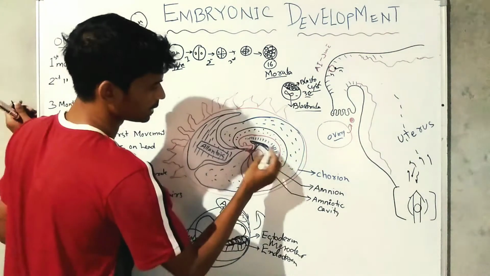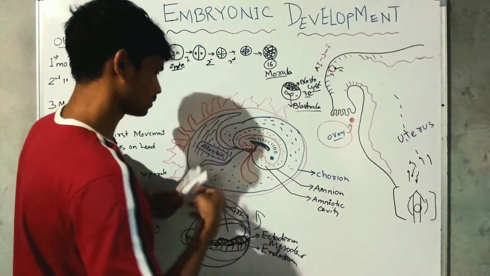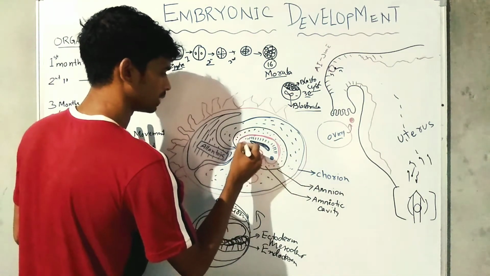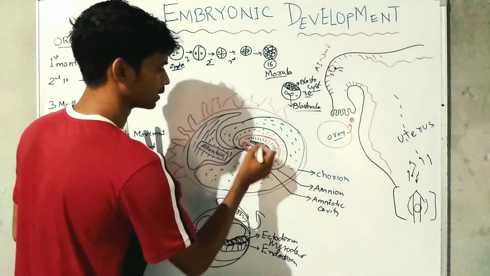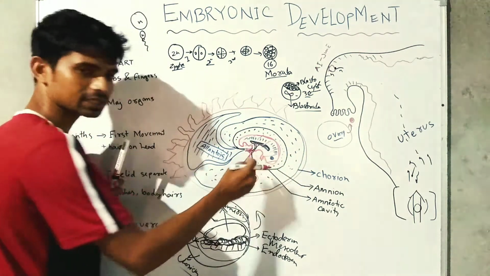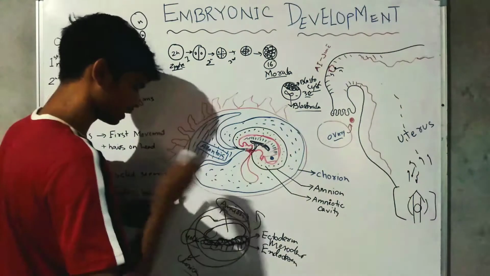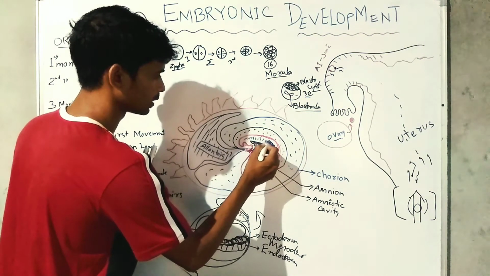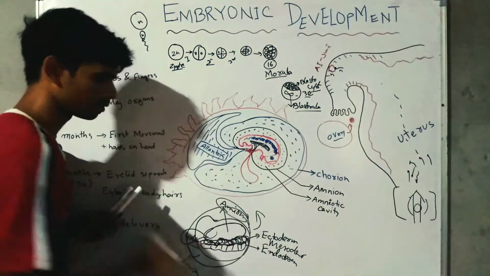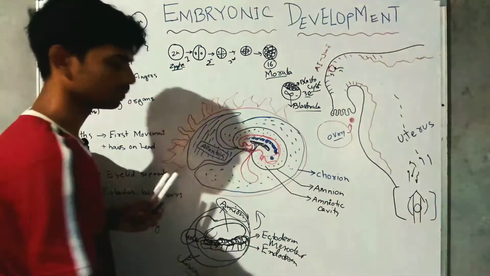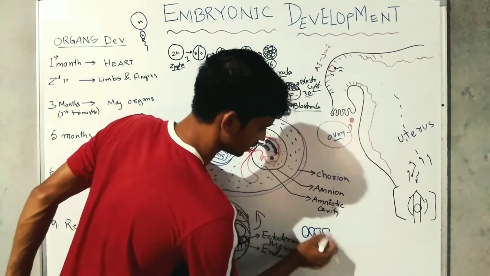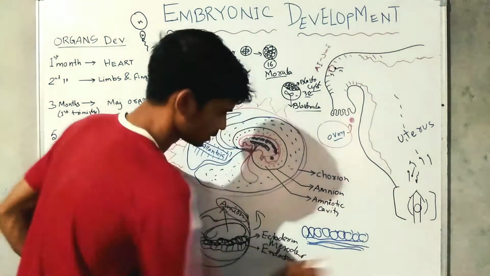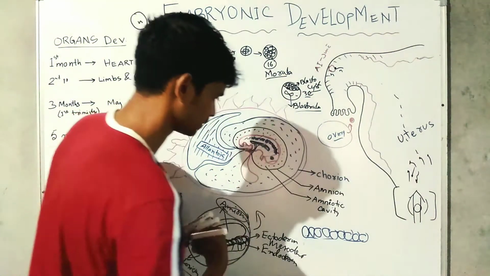Here you can see this red color will be the embryo, the developing embryo. Here the digestive system, or gut, will be formed. Here the blue dashes are drawn. This will be the notochord, which will be our backbone. Everything will be formed from these layers: ectoderm, mesoderm, and endoderm. There are basically three layers: ectoderm, endoderm, and mesoderm. I will draw it in different colors so you can understand easily.